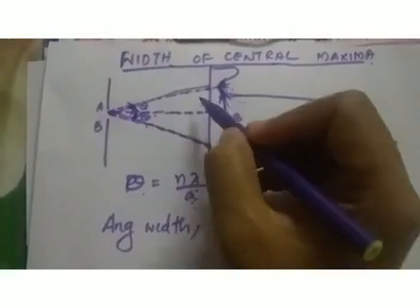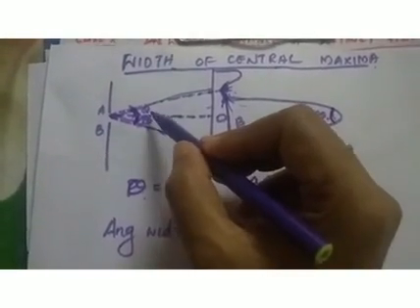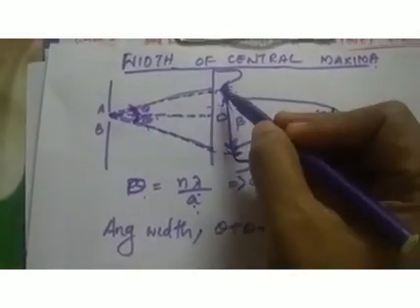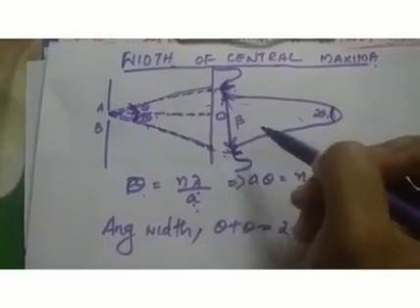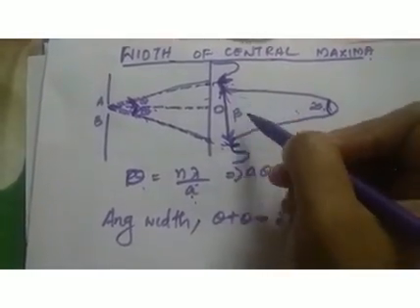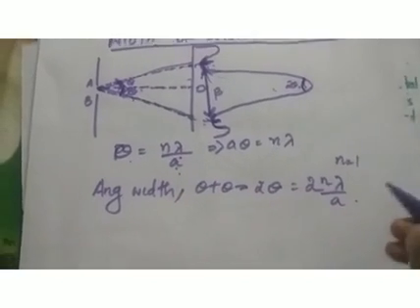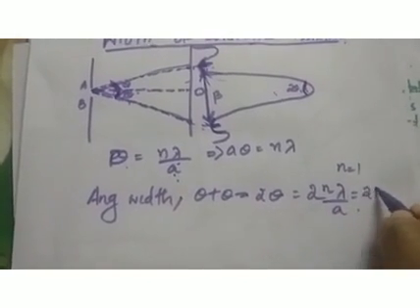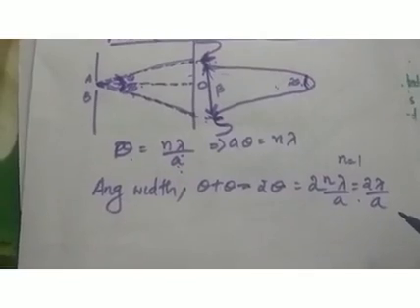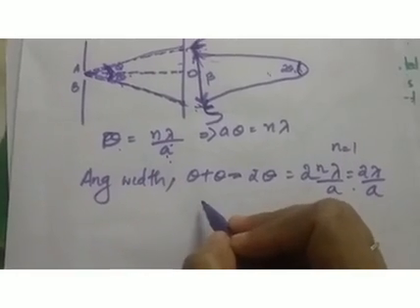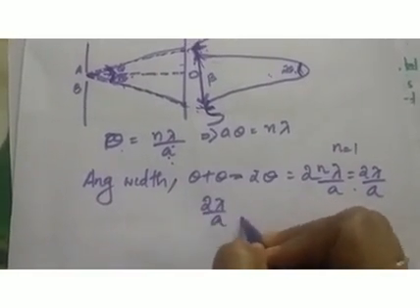But here theta is the angle subtended on the first secondary minima, isn't it? This is the first secondary minima coming soon after the central maximum. So here n is equal to 1. N equal to 1 means first secondary minima. When n equal to 1, we will get angular width equal to 2 lambda by a. So the angular width of the central maximum is 2 lambda by a.